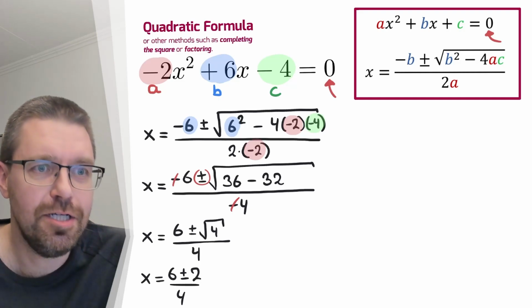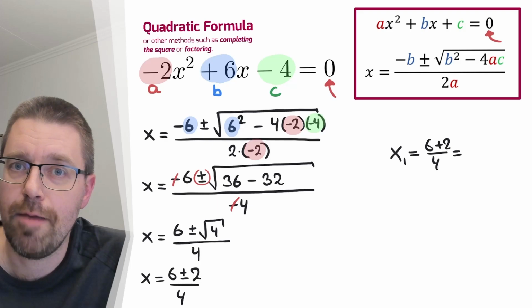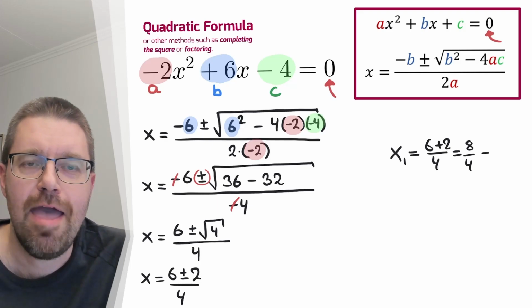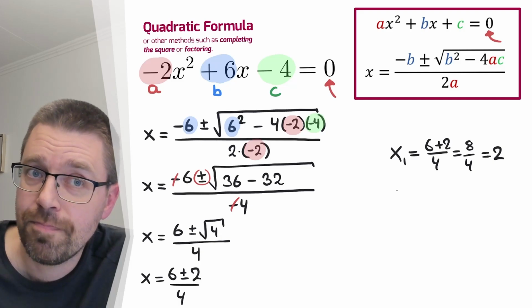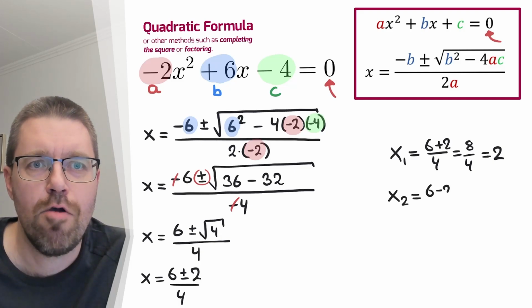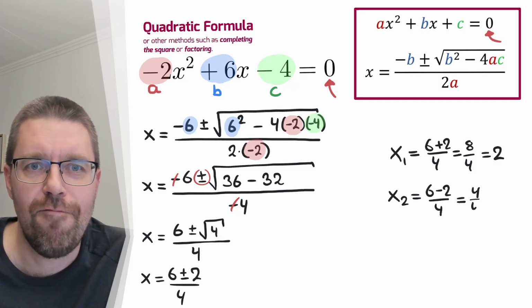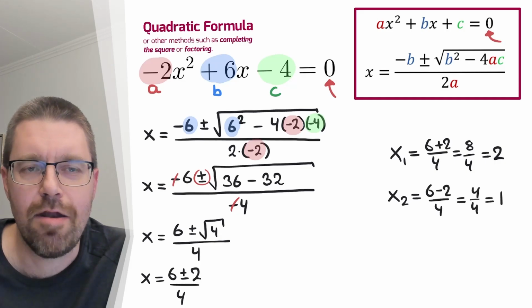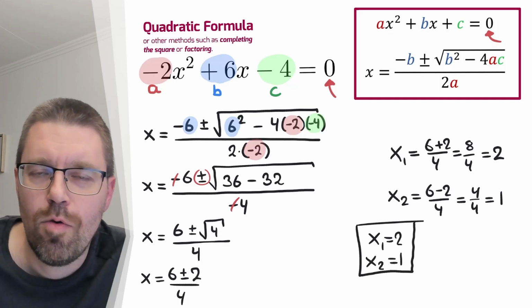And then we have the two solutions. We have x1 equals 6 plus 2 divided by 4. And then we have 8 over 4, and then it must be 2. And the other solution is when we take a negative sign here, so 6 minus 2 divided by 4, and then we have 4 over 4 equals 1. So the two solutions are 2 and 1.